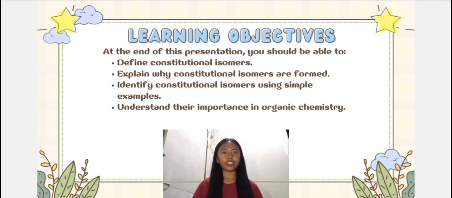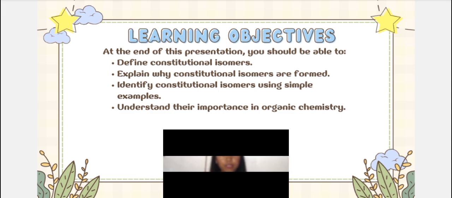So before we start, these are our learning objectives. At the end of this presentation, we should be able to define constitutional isomers, explain why they are formed, identify them using a simple example, and understand why they are important in organic chemistry.